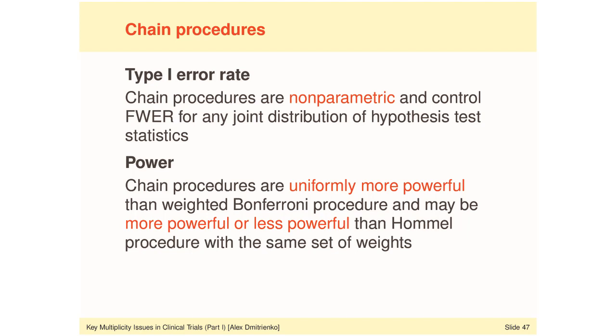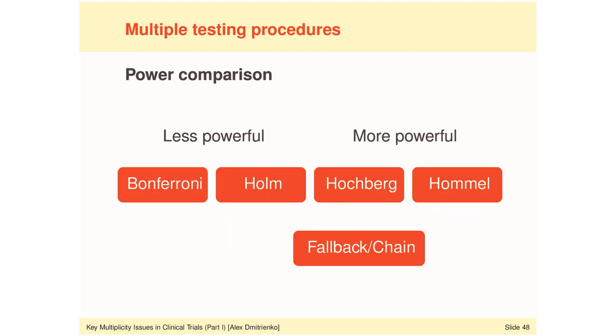And secondly, chain procedures are uniformly more powerful than weighted versions of the Bonferroni procedure, with the same set of hypothesis weights, and at the same time, chain procedures may be more powerful or sometimes may be less powerful than weighted Holm procedures. Again, those procedures must be constructed with the same set of weights.